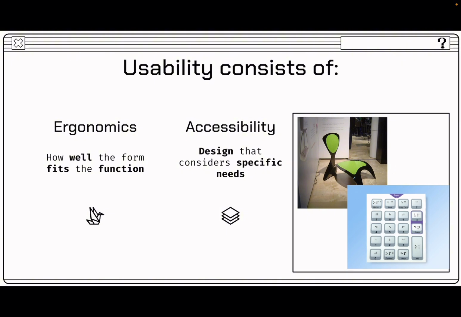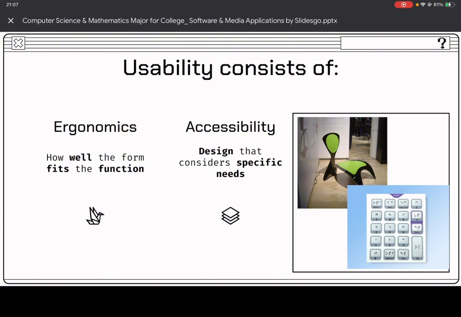Now, accessibility refers to the design of products, devices, services, or environments which consider disabilities or specific needs such as braille keyboards, screen readers, voice synthesizers, etc. for people with specific needs.